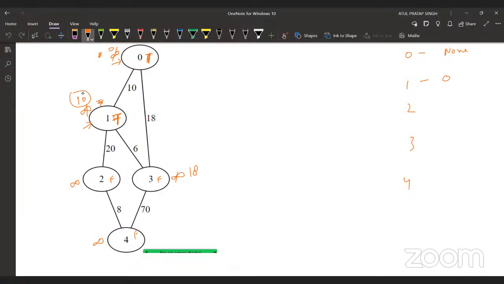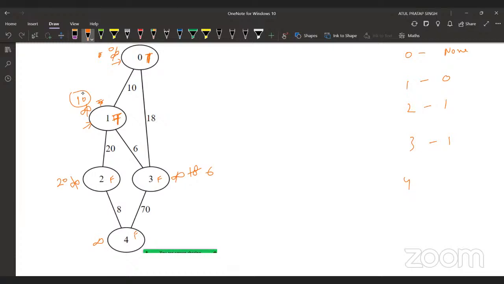So 1 to 3 is 6 and the previous value is 18, so we will update this to 6. Okay, and 1 to 2 is 20 and previous is infinite, so 20. So this 6 we are getting from 1, so for 3 we will update the parent as 1, and for 2 we will also update it as 1.